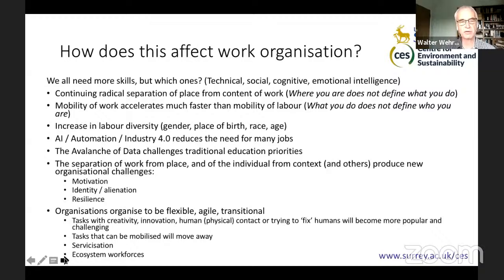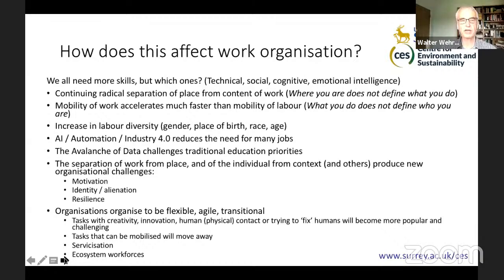And within that, for the future of cities, we've got two really important dimensions. One of them is we have a continually radical separation of the place from the content of the work. Where you are doesn't define anymore what you do. So since the Middle Ages, and in Asia since 500 BC or so, we have had the bright city lights attracting people from rural areas into urban areas because that's where the jobs are.